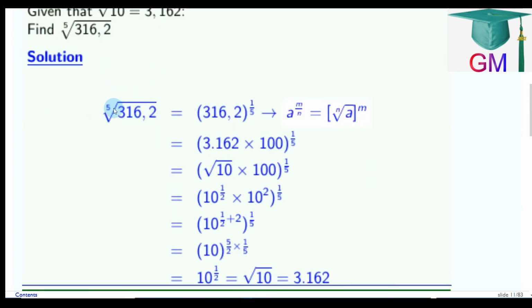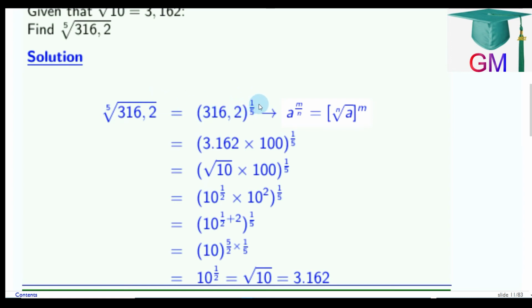So to simplify this, the question normally says without using a calculator. So how do you go about it? The fifth root of 316.2 is the same as, if we are to remember the law, a to the power of m over n is equal to the nth root of a, everything raised to the power of m. Putting that into practice, reading it from left to right, what I have here is my n. It comes down as the denominator, hence I have the 5. What I have outside, if we are to put it exactly as the law, this will be raised to the power of 1. So my 1 becomes the numerator.